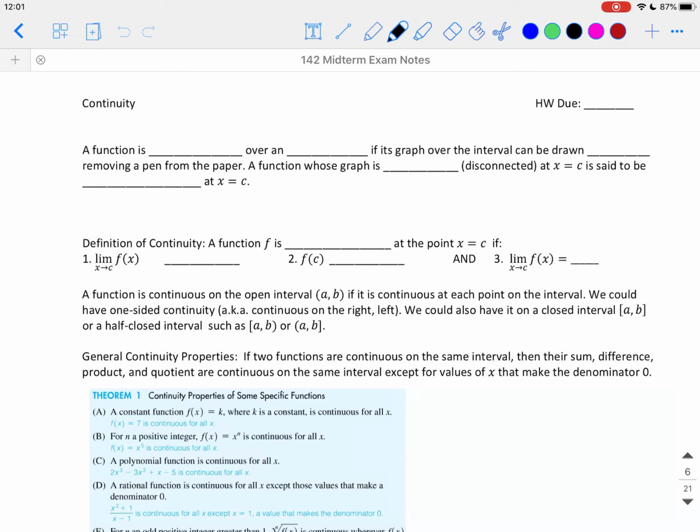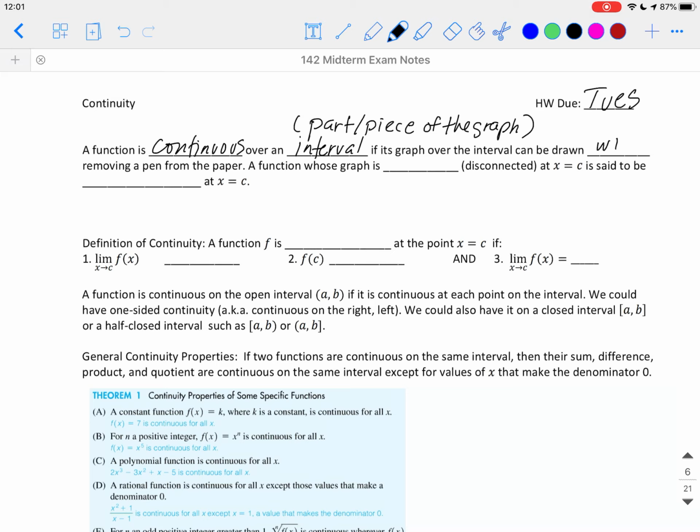We're going to talk about continuity. So a function is continuous over an interval, which is just a part or piece of the graph, if its graph over the interval can be drawn without removing a pen from the paper.